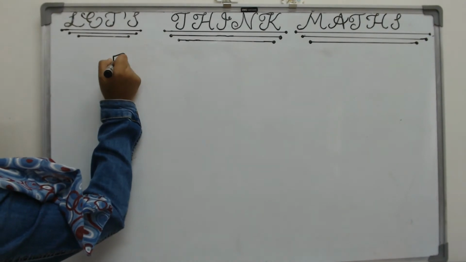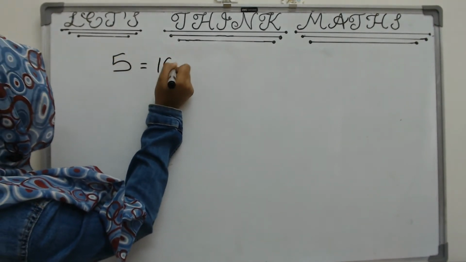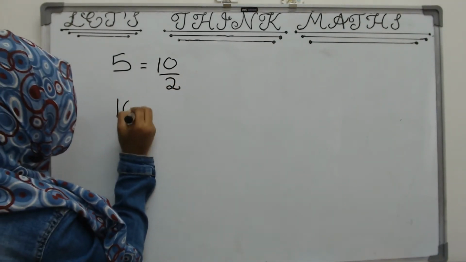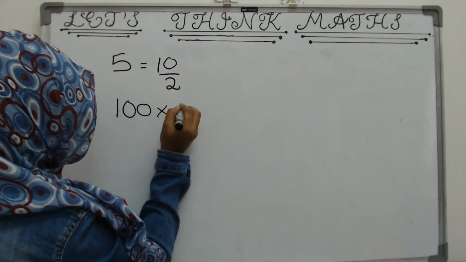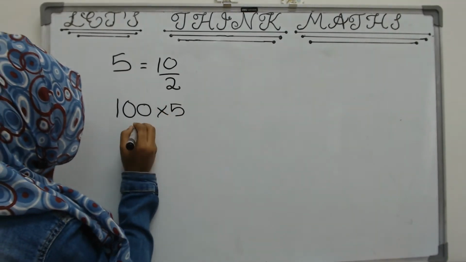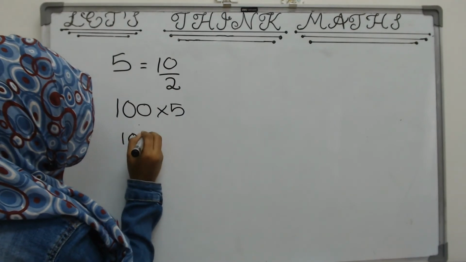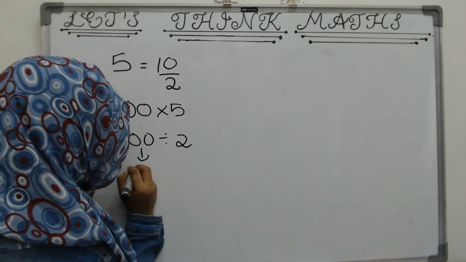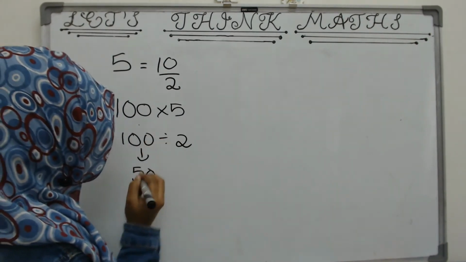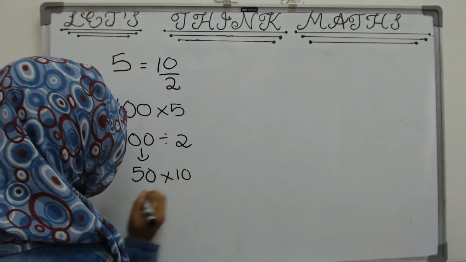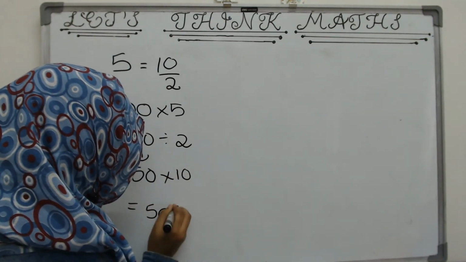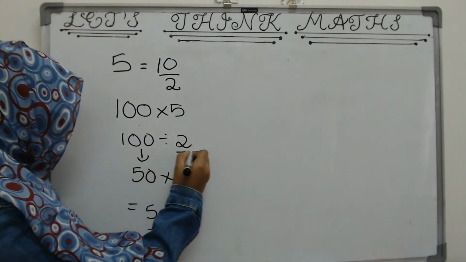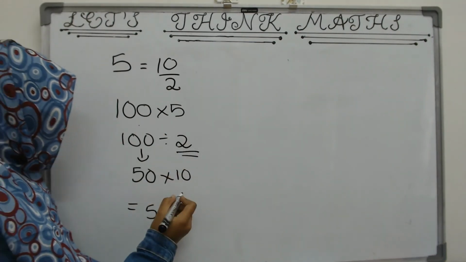As we know, 5 is equal to 10 by 2. Now let us consider 100. Instead of multiplying it with 5, we will first divide it by 2, which is equal to 50. After this, we multiply it with 10, which is equal to 500. This is your answer. Please note that we have to first divide and then only multiply it with 10.